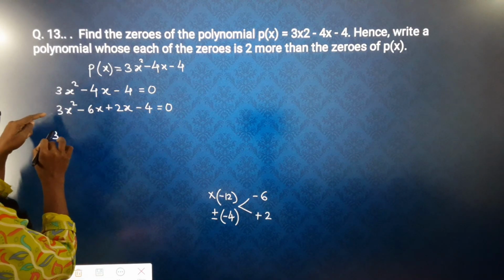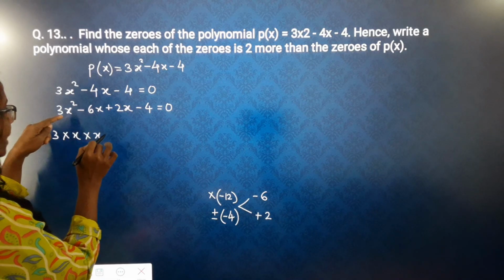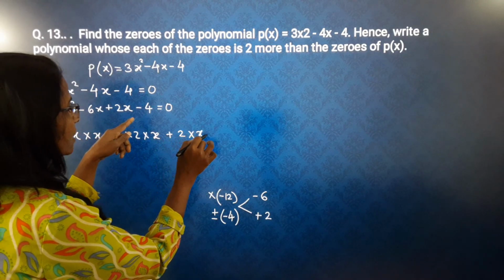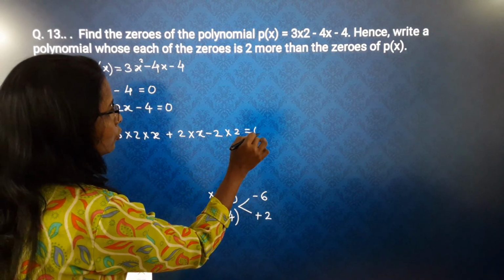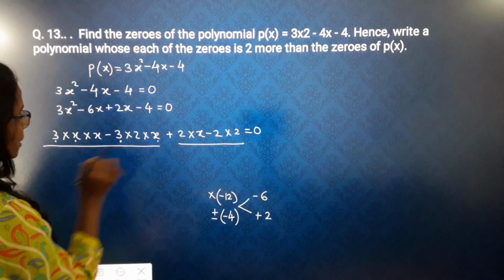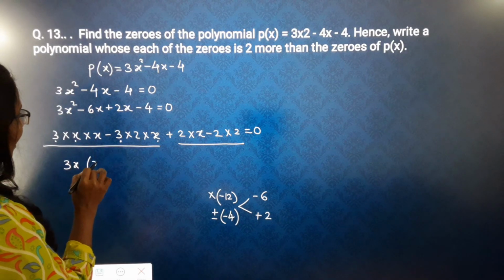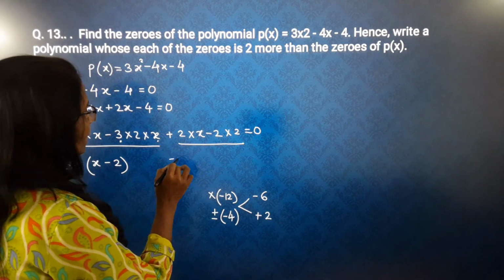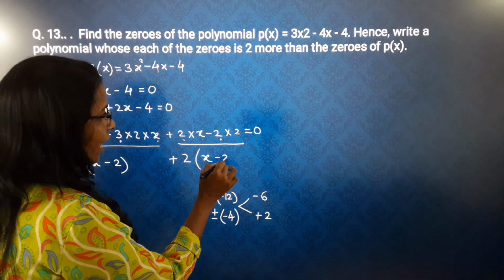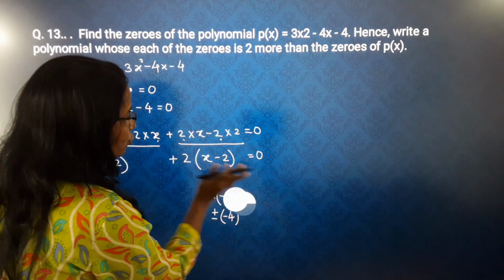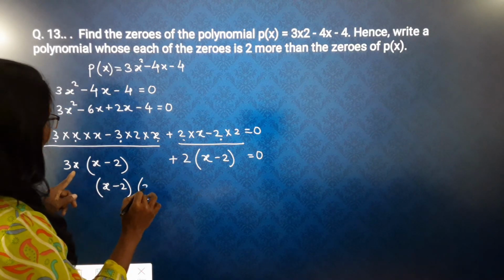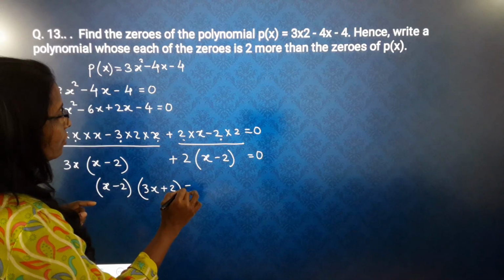That means here 3 multiply x minus 3 multiply 2 multiply x plus 2 multiply x minus 2 multiply 2 is equal to 0. That means the common from these two terms is 3x. So 3x in the bracket x minus 2. From these two terms the common is 2, and in the bracket we write x minus 2 is equal to 0, students. So now here in the first bracket we have x minus 2, in the second bracket 3x plus 2 which is equal to 0.